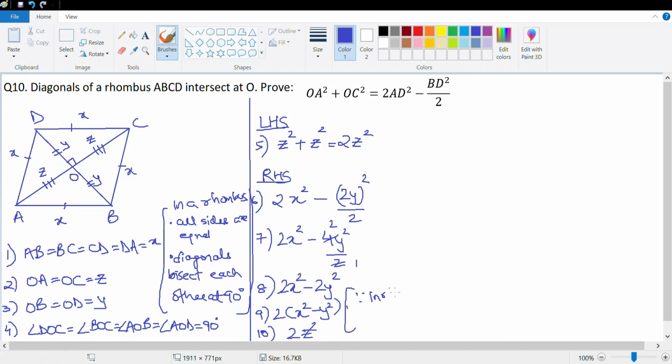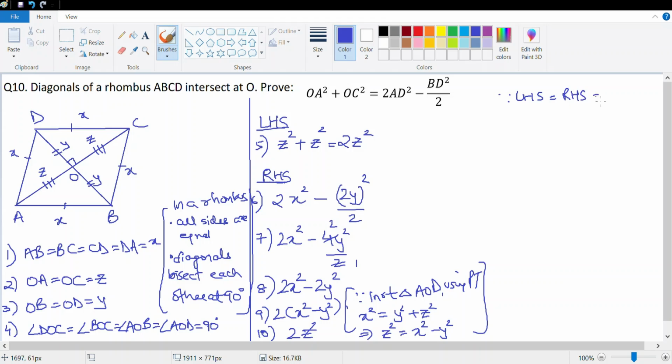Reason: since in right triangle AOD, using Pythagoras theorem, I get X square is equal to Y square plus Z square, which means Z square is equal to X square minus Y square. So since LHS is equal to RHS is equal to 2Z square, hence proved. Done. We've been able to solve this using the algebra method. Let's see if we can get the same answer without using the algebra method.